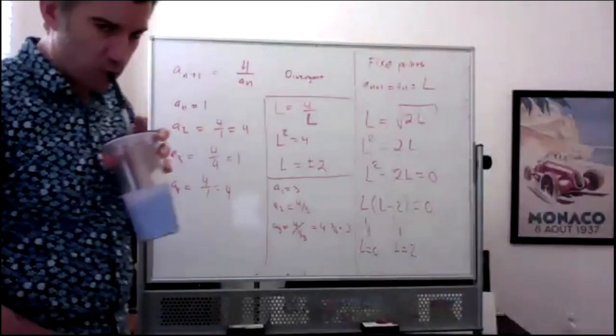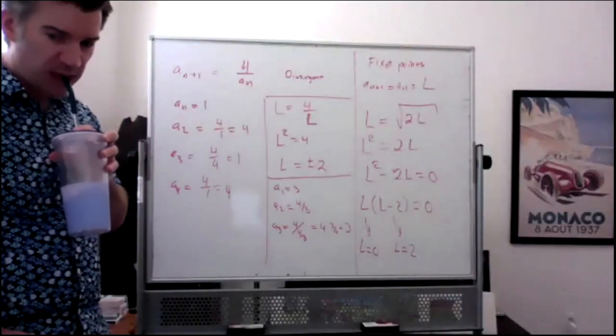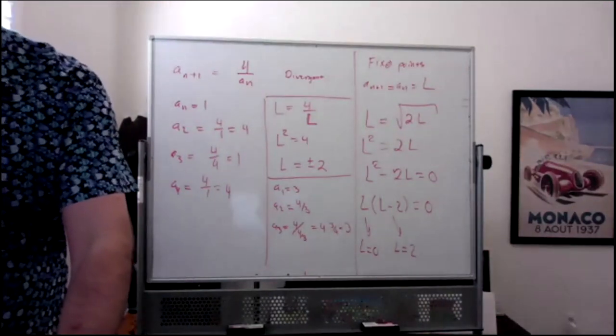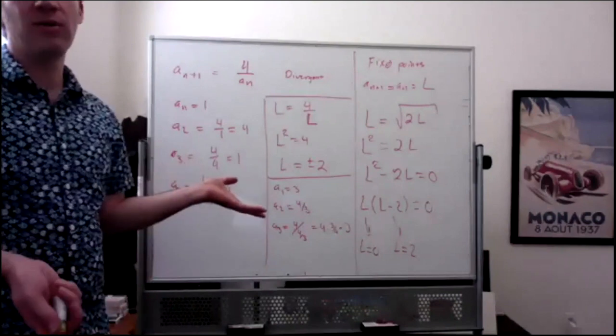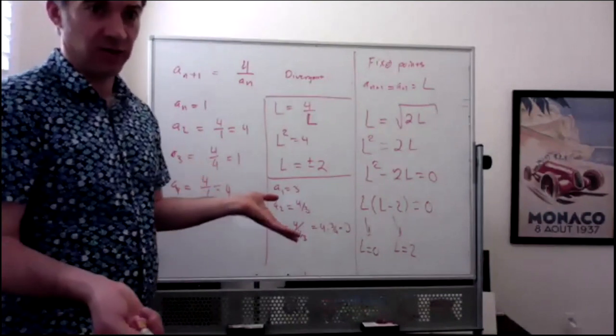Okay. I had a question. Go ahead. Is that only when a sub n is on the denominator by itself?